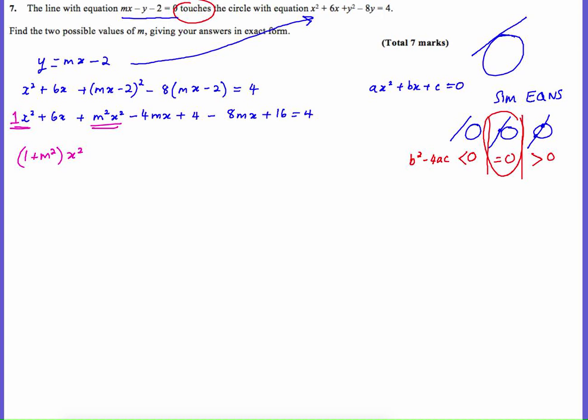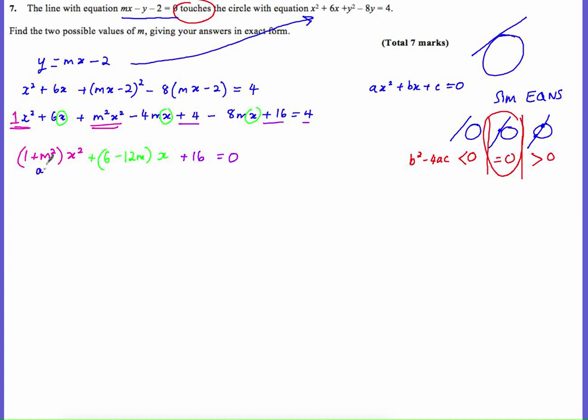The next thing I want to look at is my x's. I've got x there, there, and there. I've got 6 there, and minus 4m, minus 8m, so minus 12m times my x's. And then my boring old constants on the end: plus 4 there, plus 16, and that 4 there. Remember, I need to make it equal to 0, so that gives me plus 16 equals 0. So now I've got my quadratic in this form.